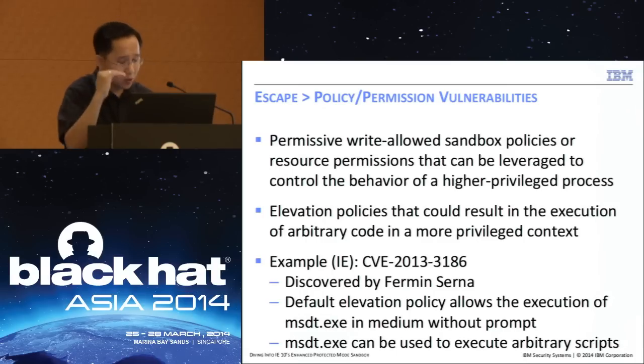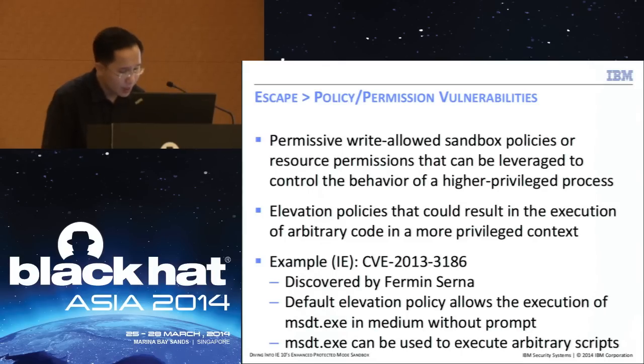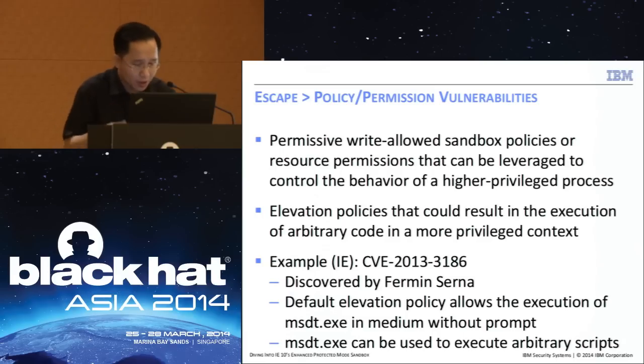You just need to list all the elevation policies that allow launching in medium without prompt, and then determine whether you can control that application to run your own code, for example via command line switches. So I did the elevation policy audit, and I think it took me a day or two, and I unfortunately found nothing. However, a few months after, Fermin Serner, another security researcher, did find and document a policy vulnerability in IE. So the lesson I learned here is that I need to do multiple sweeps and keep digging, because I might have missed something on the first sweep.